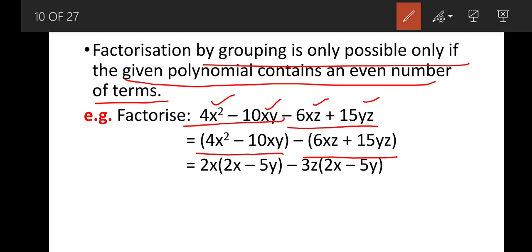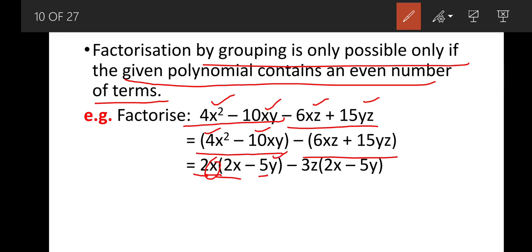Out of 4 and 10, what is the common factor of 4 and 10? 2. X square and xy, what should I take out common? That is x. So what is left inside the bracket? Out of the first term, it will be 2x, minus, 2 into 5 will give you 10, so 5, x we have already taken out, so what is left? y. So 2x minus 5y will be written inside the bracket.